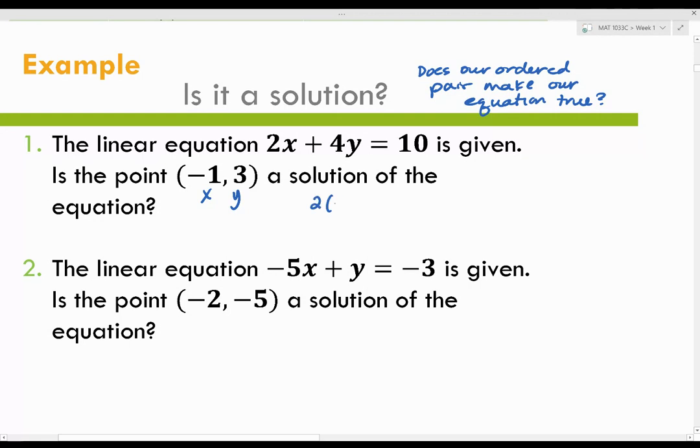So I'm going to say 2 times -1 plus 4 times 3 equals 10, and I'm going to go ahead and solve this. Remember, anytime you're solving equations, keep your order of operations in check. So 2 times -1 is -2, plus 4 times 3, which is 12, equals 10. Then I'm going to combine like terms on the left-hand side. -2 plus 12 is 10. Then I look at my answer. Does 10 equal 10? It does. This is true. So because this is true, we can say yes, -1, 3 is a solution.